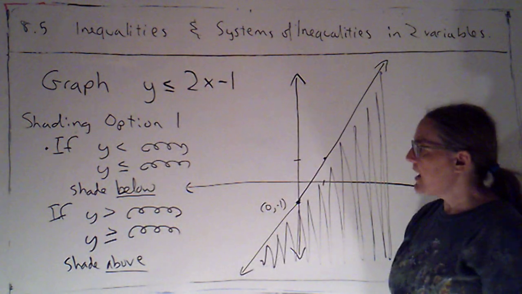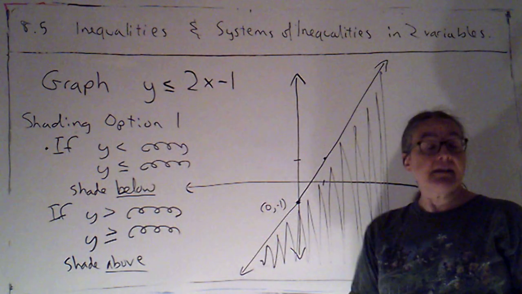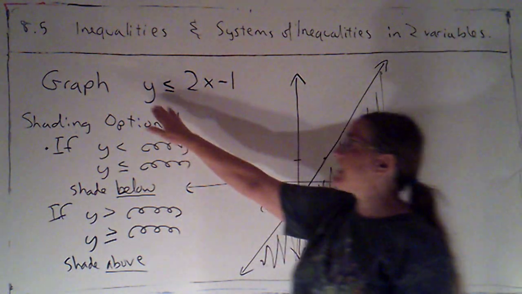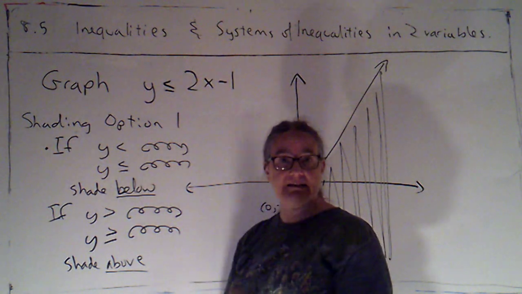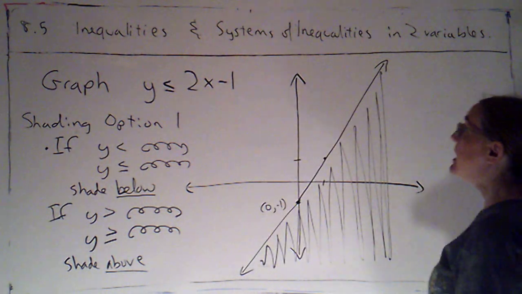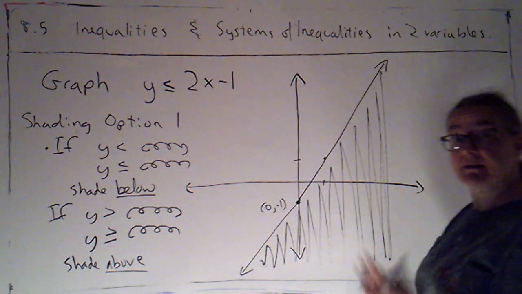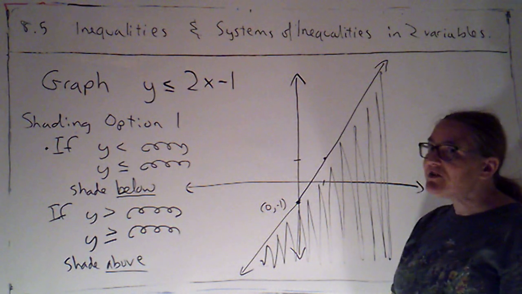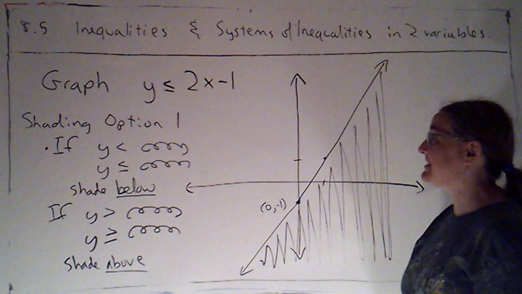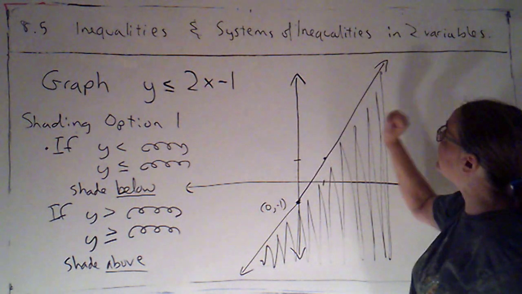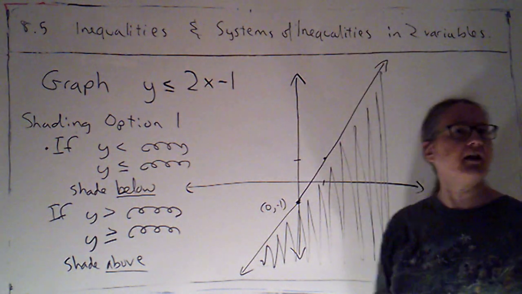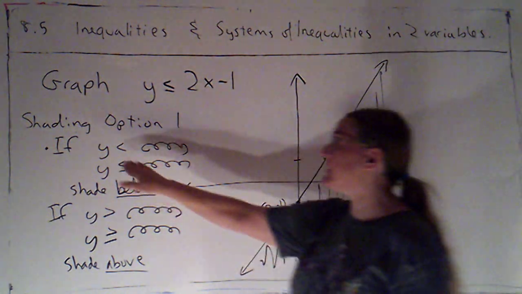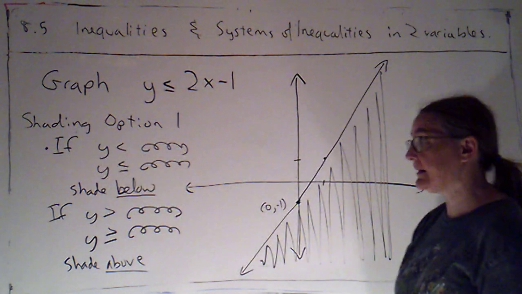Okay. That's generally the technique I find simplest if my inequality has a y by itself, or I can easily get y by itself. But there's a second option, and some of you might prefer it even for a case like this. And option 2 is going to be necessary in some cases, because when we get to nonlinear inequalities, we won't always be able to get y by itself.